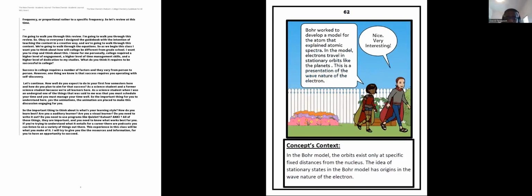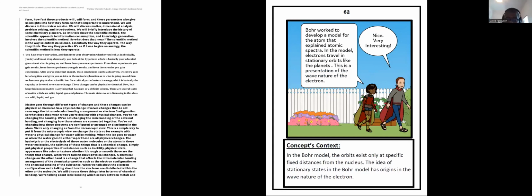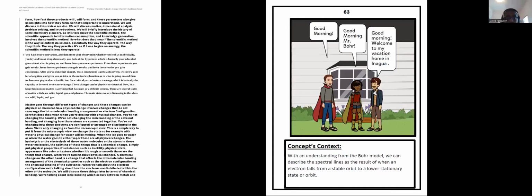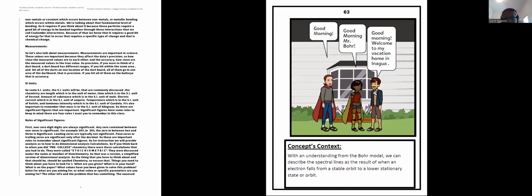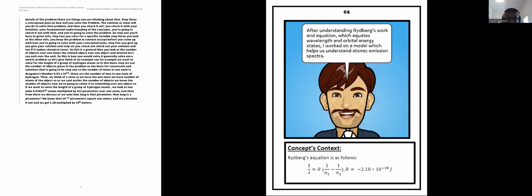In the Bohr model, the orbit exists only at specific fixed distances from the nucleus. The idea of stationary states in the Bohr model has origins in the wave nature of the electron. With an understanding from the Bohr model, we can describe the spectral lines as a result of an electron falling from a stable orbit to a lower stationary state or orbit.